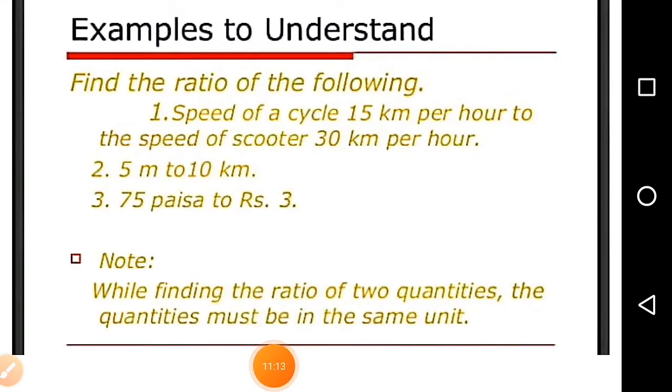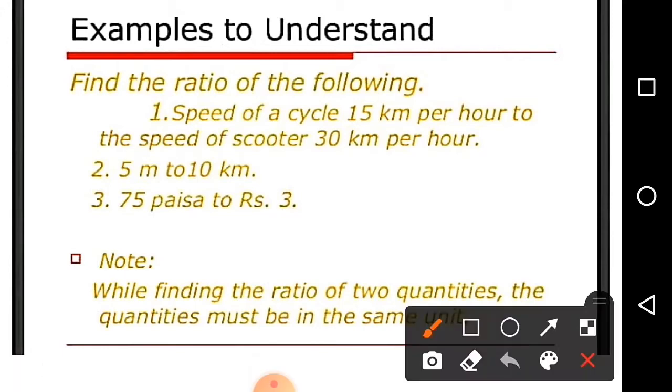Now here are some more examples to understand the ratio. If you want to find the ratio of the following, how will you do it? First question is, speed of cycle is 15 kilometer per hour and the speed of scooter is 30 kilometer per hour. Whenever you take out a ratio, it is very important that the unit should be the same. Both quantities given in the question must have the same unit. If not the same, then you have to convert and make it the same. So both the units should be the same.